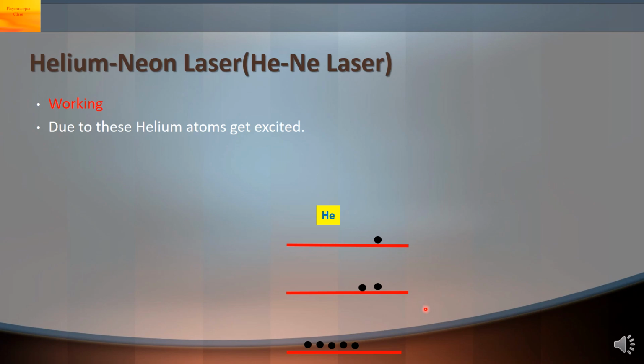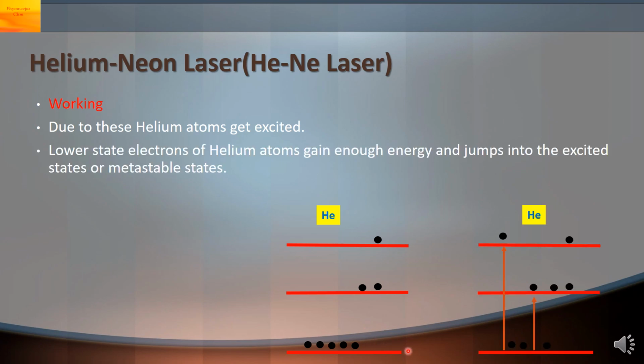So, because of the energetic electrons, the helium atoms get excited and the lower state electrons of the helium gain enough energy and jump into the excited states or the metastable states. So this is the excited state, this is the metastable state.